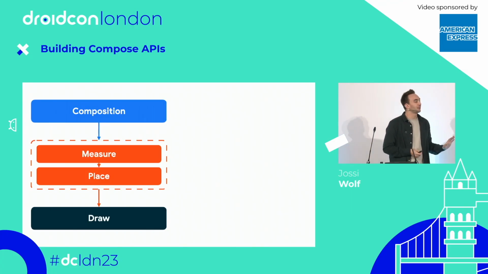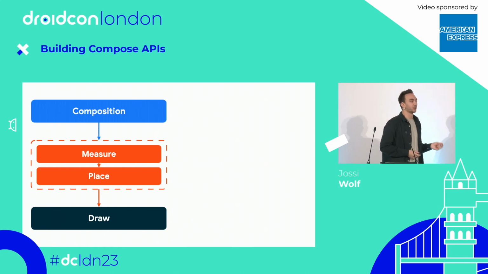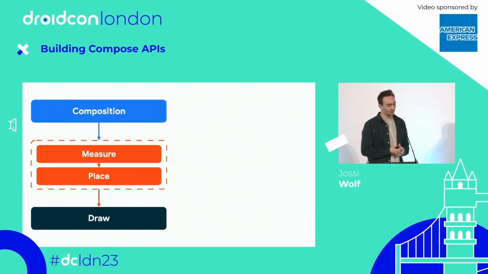It doesn't matter to understand this in depth. The point here is we first do composition, and then we do layout, which is this orange block there, where we do measurement and then placement. So in measurement, we want to find out how big everything is, and then in placement, we find out where we are going to put things. And then finally, we draw.